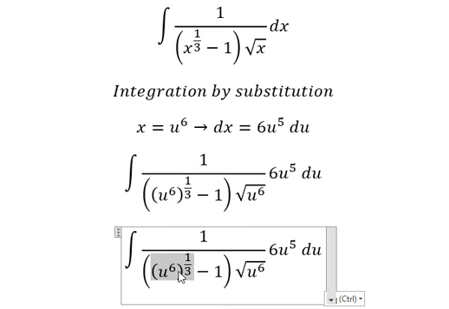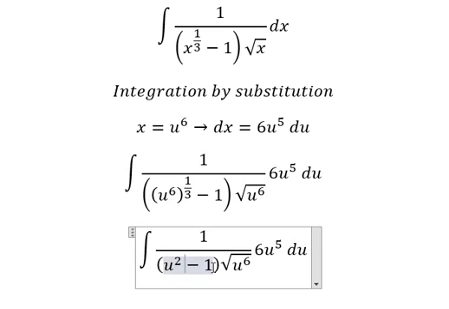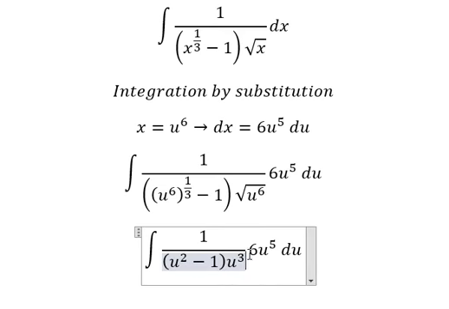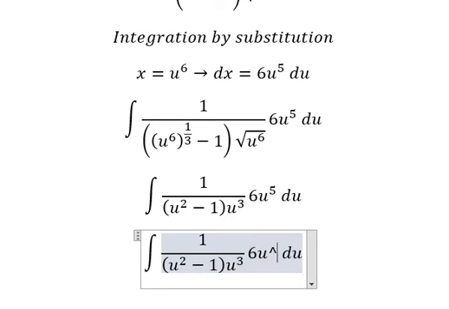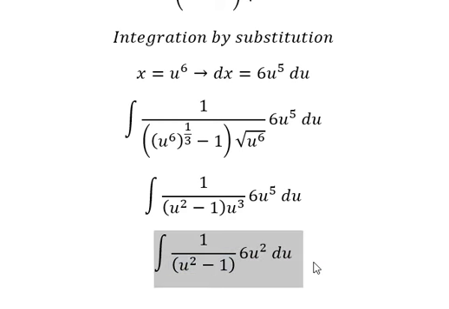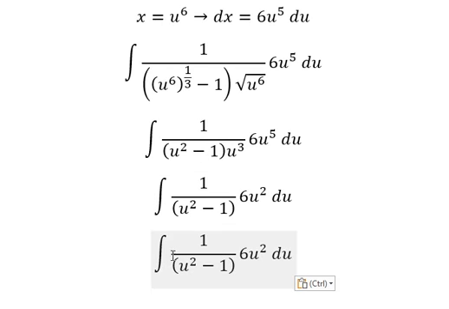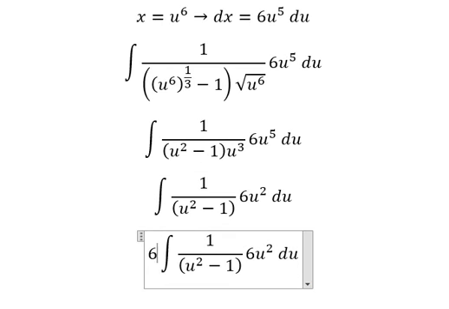This one we have u to the power of 2. This one we have u to the power of 3. Next, we simplify u to the power of 5 and u to the power of 3. Next, I will put number 6 in here, u square in here.